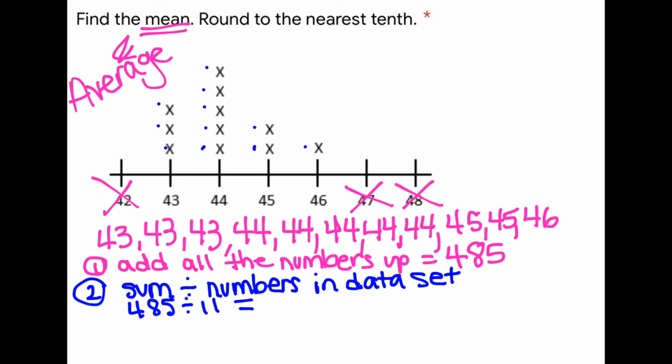Now, if you look up here in our directions, it says round to the nearest tenth. That tells me that when we divide, we're going to get a decimal. So we're just rounding to the nearest tenth. So 485 divided by 11. I'll give you a moment to go ahead and do that.